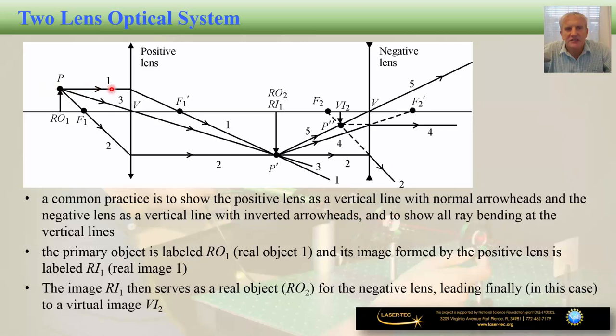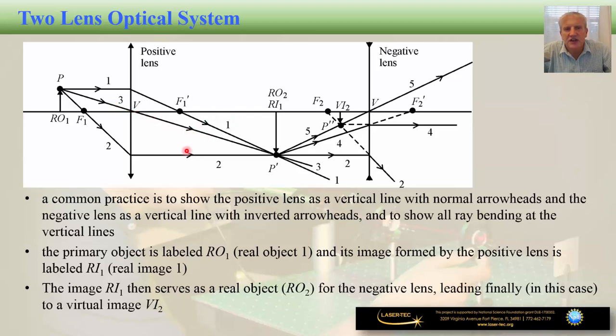The first light ray, labeled 1, is moving in a direction parallel to the optical axis, and then it's refracted through the focal point F1'. Then light ray number 2, passing through the focal point F1, is going to get refracted along the line parallel to the optical axis. And finally, light ray number 3 is passing through the vertex unchanged.